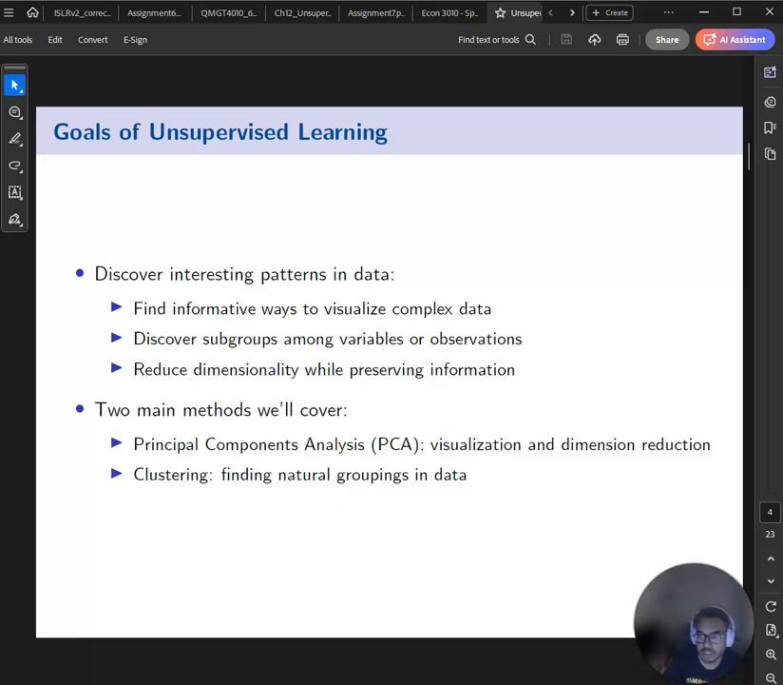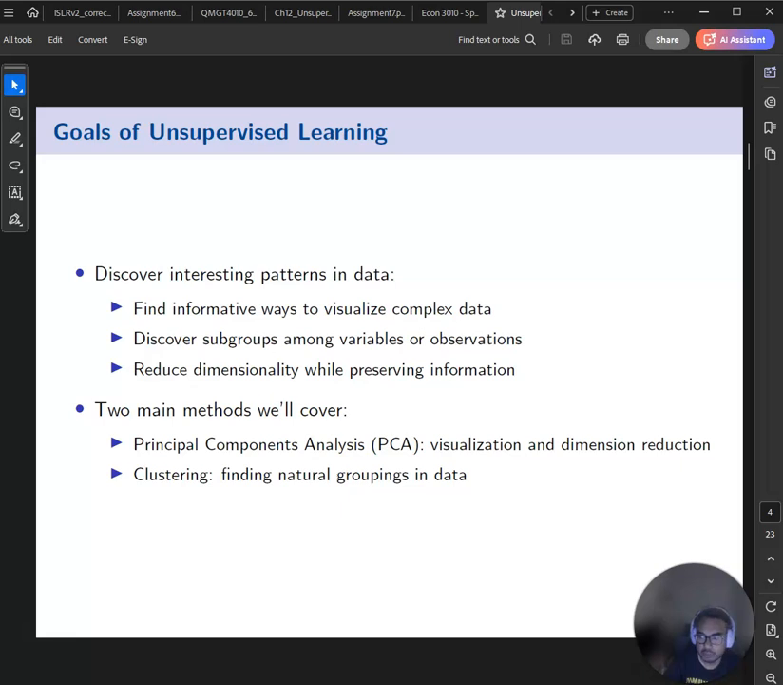Another goal is to discover subgroups among variables or observations. Maybe our data naturally falls into distinct clusters, or perhaps certain variables tend to move together or in patterns. A third important goal is dimension reduction, finding ways to represent our data using fewer variables while keeping most of the important information intact. In this course, we will focus on two main methods.